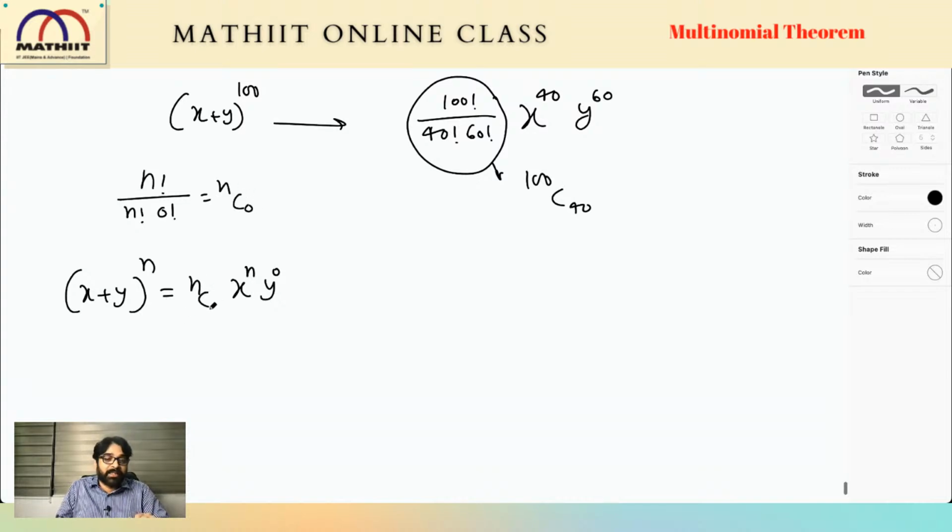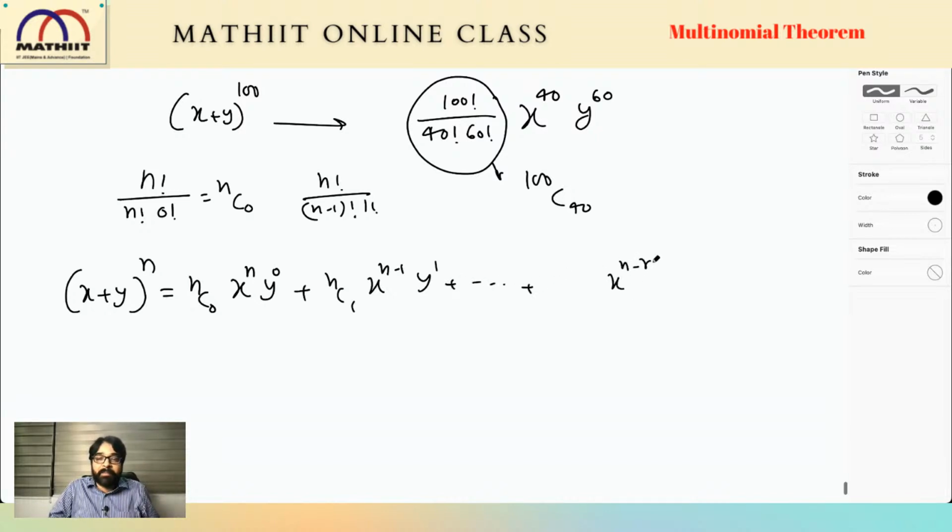So we'll say nC0 plus the next term will be x power n minus 1, y power 1. That coefficient will be n factorial by n minus 1 factorial, that is nC1. I hope everybody is able to understand. And so on. There will be a term x power n minus r, y power r. The coefficient of this is n factorial by n minus r factorial into r factorial, which can be written as nCr, and so on.